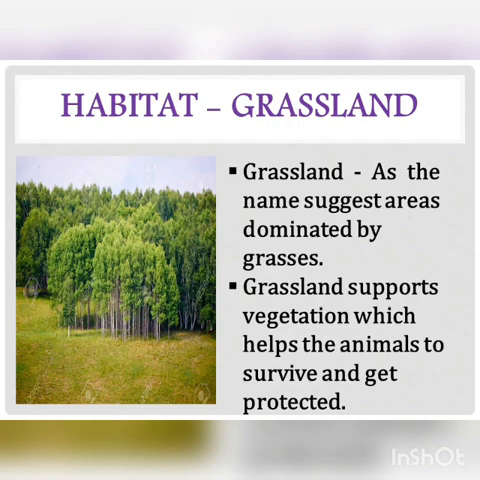Let's now discuss the next habitat, grasslands. As the name suggests, areas dominated by grasses. A variety of plants are also present. Grassland supports vegetation with enough food, water and rainfall. All these factors help the animals to survive and get protected in the grassland.